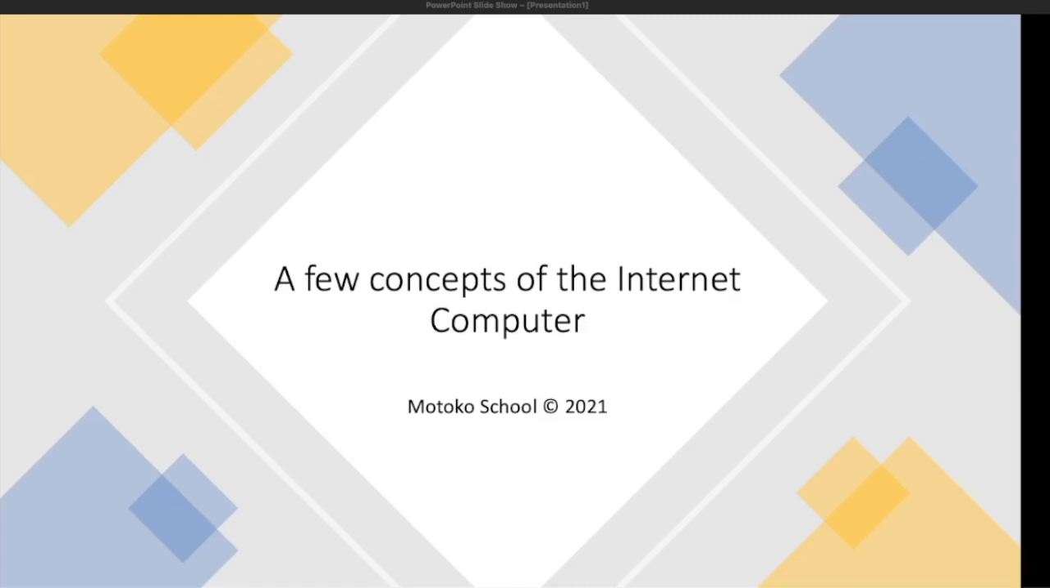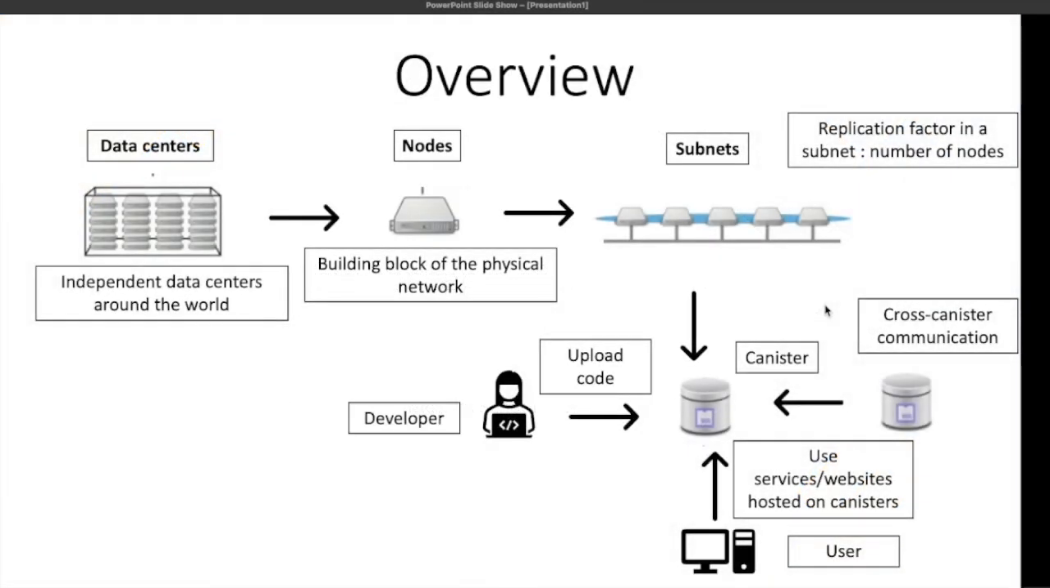So the Internet Computer is a very complex network. You don't need to know everything to start building on it, but you do need some basic understanding, I believe. Here's an overview of the network. This is how I see the network. So we can start with the data centers. We have independent data centers around the world, and without them, nothing would be possible, of course. Data centers are here to provide nodes, and actually we can go and look at the dashboard of the Internet Computer to see data centers.